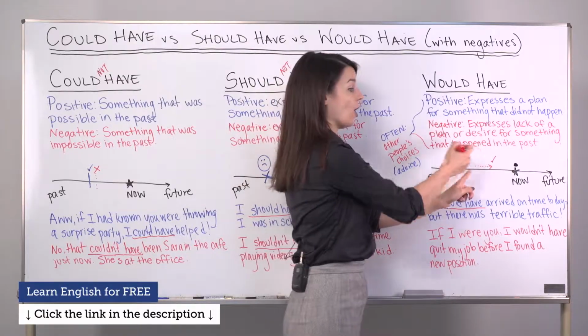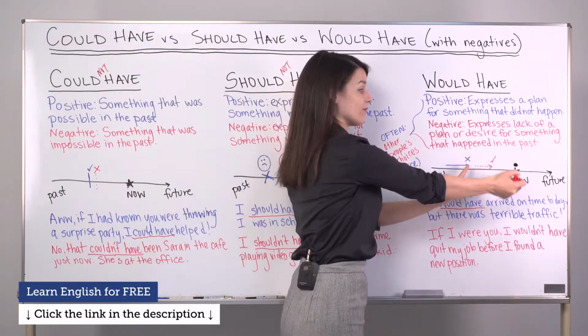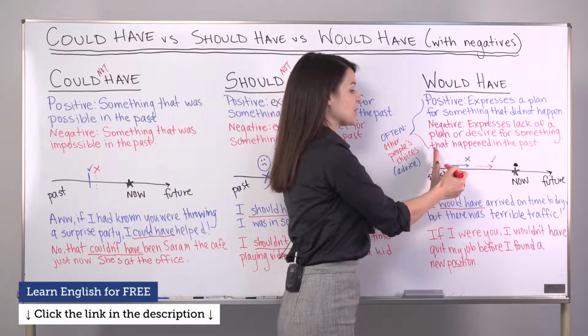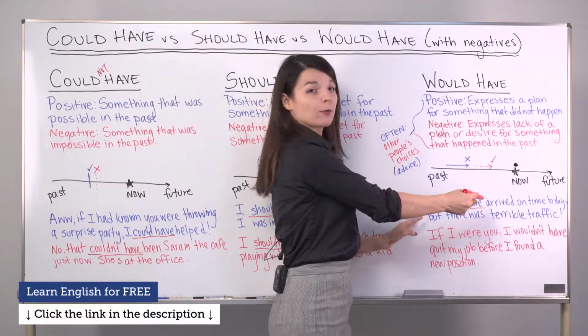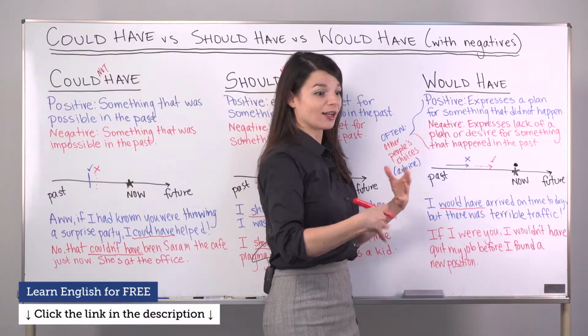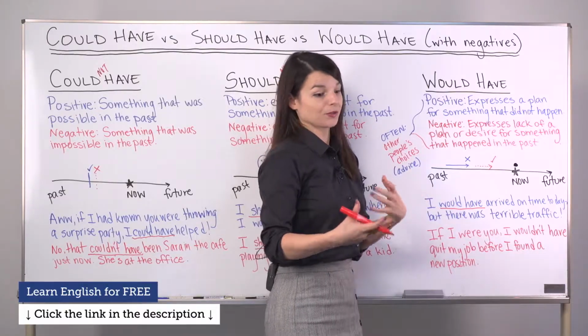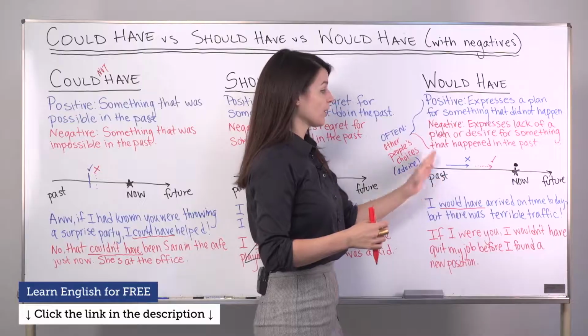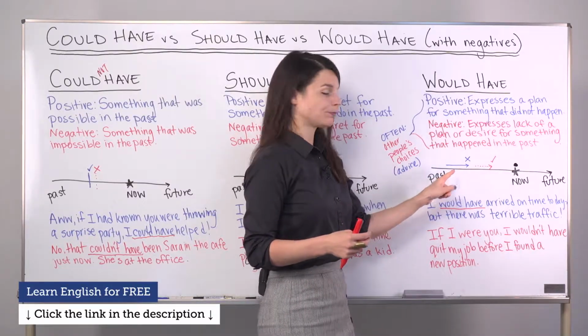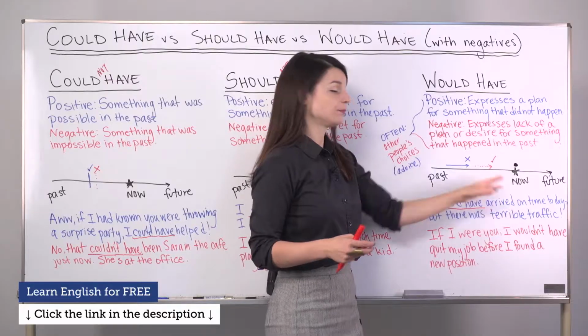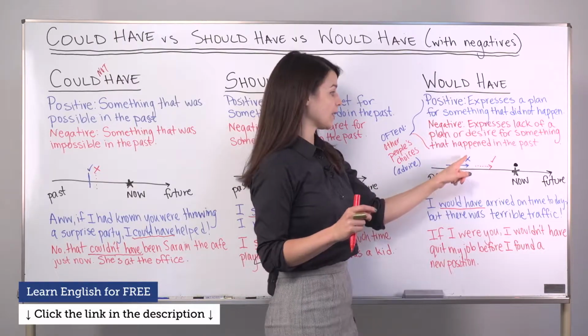So again, this is all happening in the past. I was planning to arrive on time, but there was terrible traffic. Terrible traffic means lots and lots of cars. It was difficult to drive or difficult to get to work. So I did not arrive on time. I would have arrived on time, but I didn't because of terrible traffic.